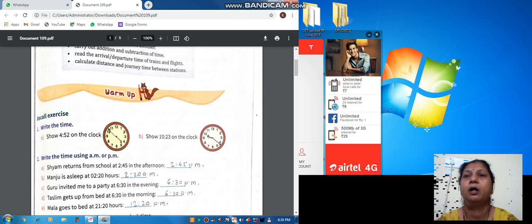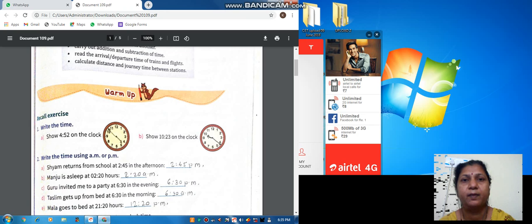Now, there are some units of time. Can anyone tell me? 1 minute is equal to 60 seconds. Then 1 hour is equal to 60 minutes. 1 day is equal to 24 hours, right? Then 1 month is equal to 30 days. Of course, there are 30 and 31 days, but as a standard unit we have to take 1 month is equal to 30 days, and 1 year is equal to 12 months is equal to 365 days.